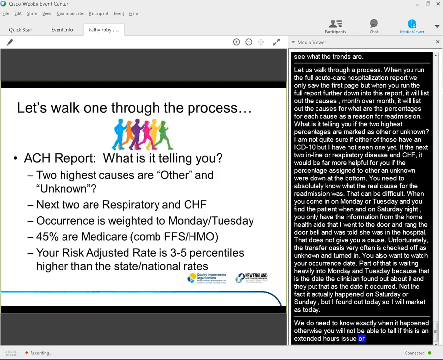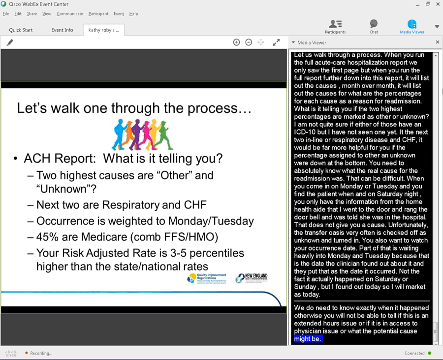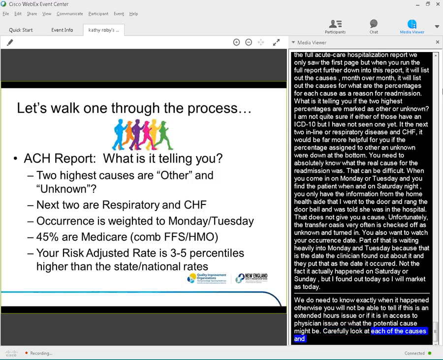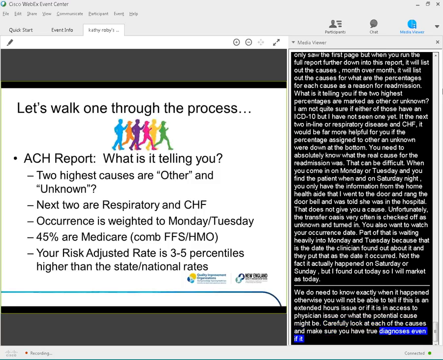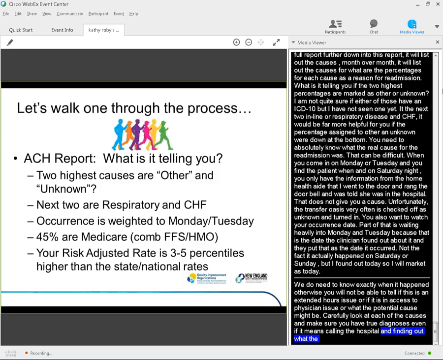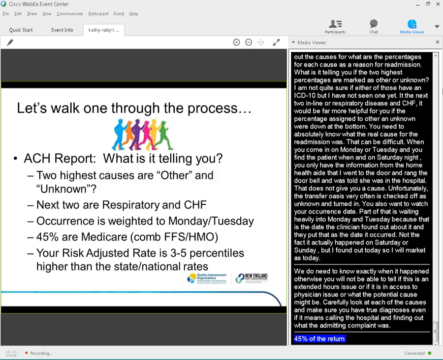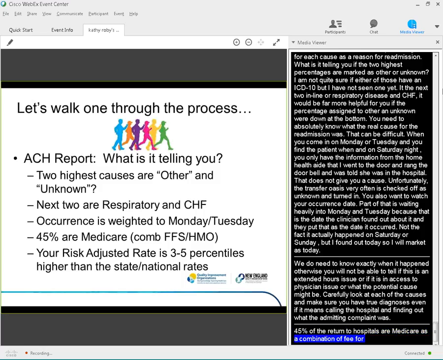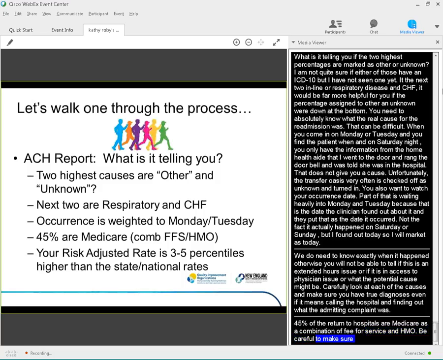So carefully look at each of the causes, making sure that you have true diagnoses, even if it means calling the hospital, finding out what the admitting complaint was. 45% of the returns to the hospital are Medicare, as a combination of fee-for-service and HMO. Be careful to make sure that this is correct information, that when the OASIS is completed, you had the right payer source, and that you have the correct information here.